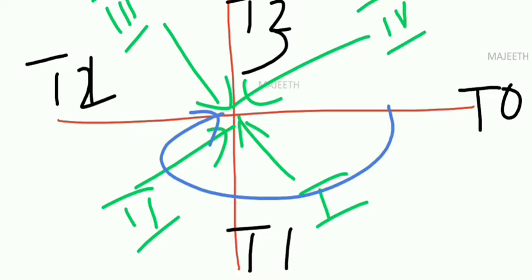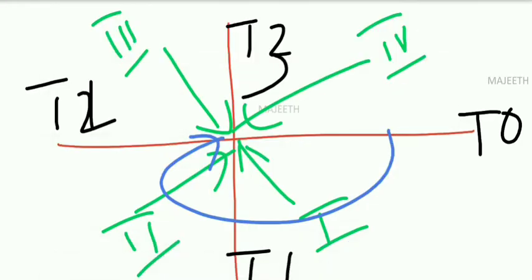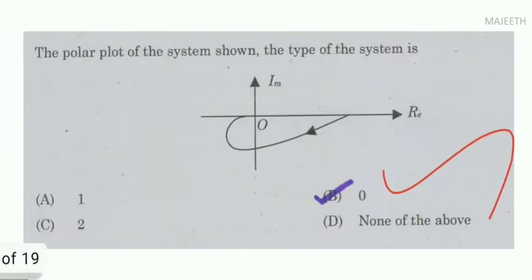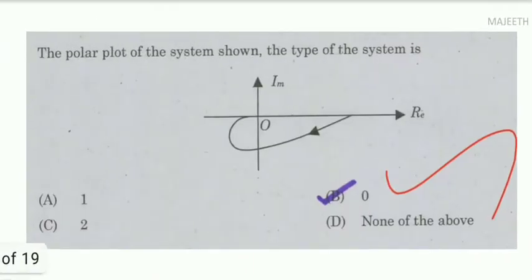So it starts from here means it is type 0, and where it ends here, so it is order 2. So our system is type 0 order 2. What they ask is type only. So the answer is option B, type 0.